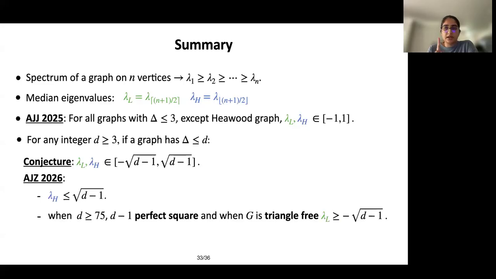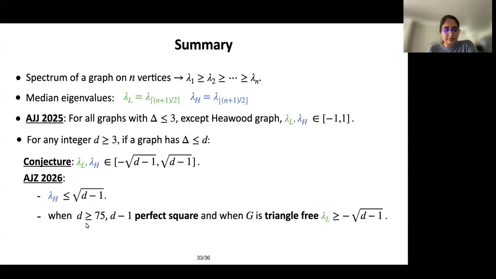The Heawood graph is actually part of a pattern, and it sits in the family called the incidence graphs of projective planes of order d minus 1. And in general, for all d greater than or equal to 3, if a graph has maximum degree delta less than or equal to d, we have the conjecture that the median eigenvalues lie in this interval. We can show the conjecture forces lambda H to lie in this interval.